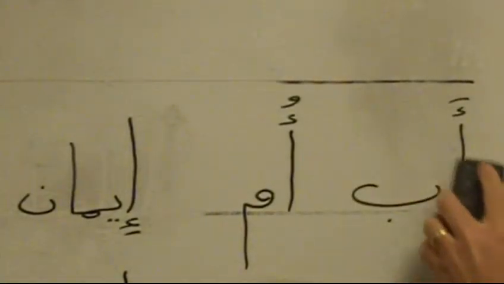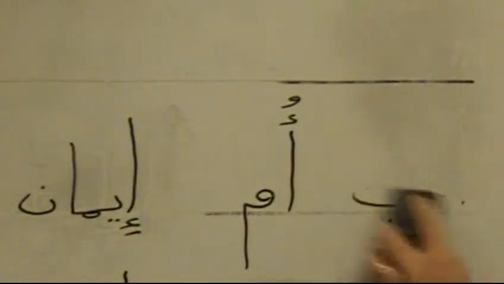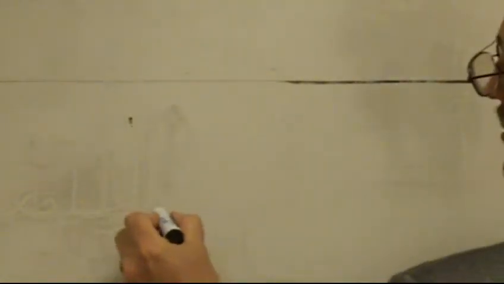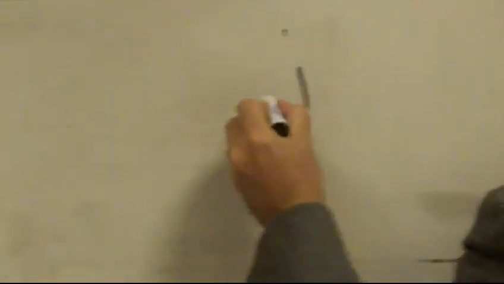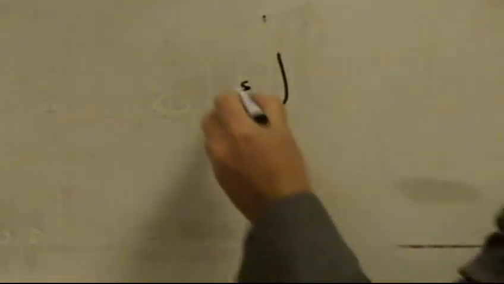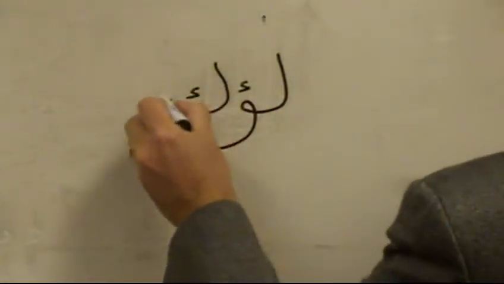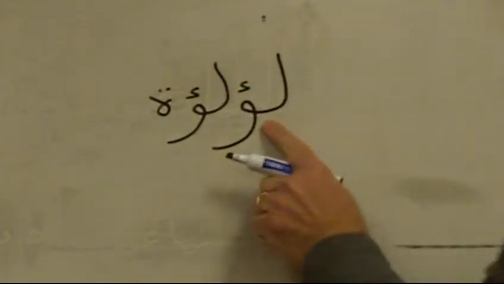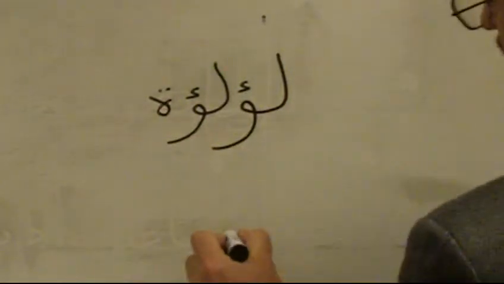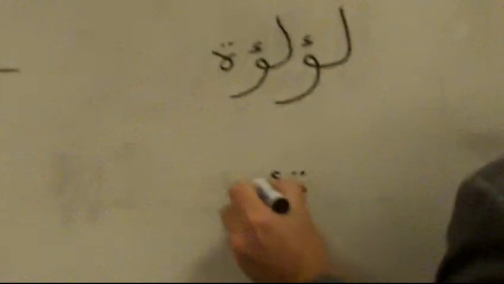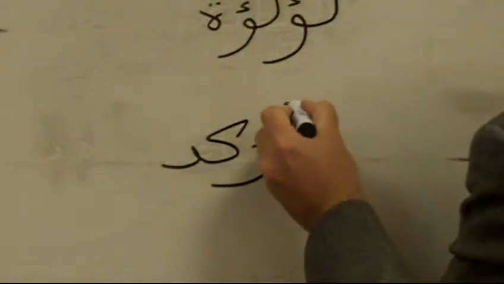Now, the Hamza also can have other seats. So it can sit on a waw, for instance, like lu'lu'a. Lu'lu'a is a pearl. So it can sit on a waw. That's another seat for the Hamza. It can be to akkid, to confirm.